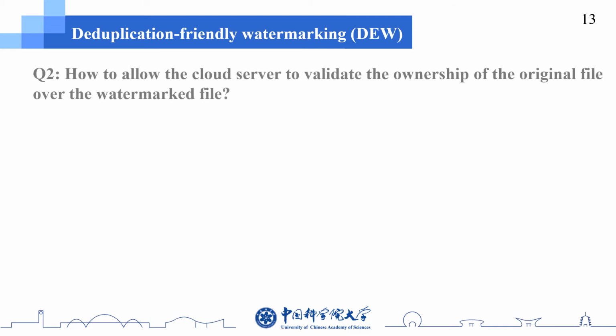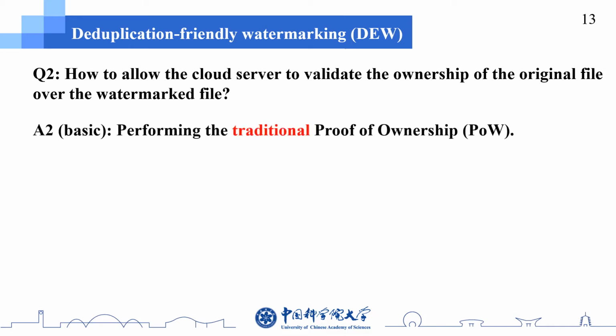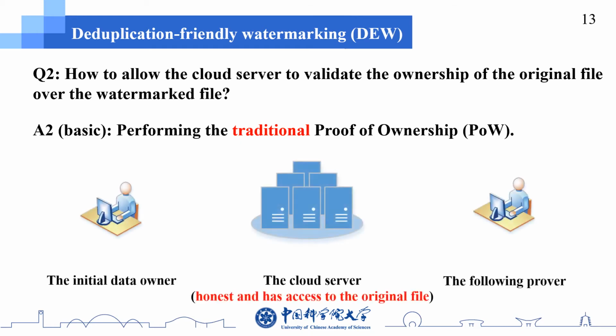Now we answer the second question. Remind that in the client-side deduplication, when the file has existed, the cloud server needs to validate the ownership of the following data owner. Such interactive protocol is called POW. The cloud server is trusted and has access to the original file. It will challenge the prover and verify the correctness of ownership proof returned by the prover, which is supposed to be computed from the original file. If the ownership proof is correct, the cloud server adds the prover to the owner list of the file.